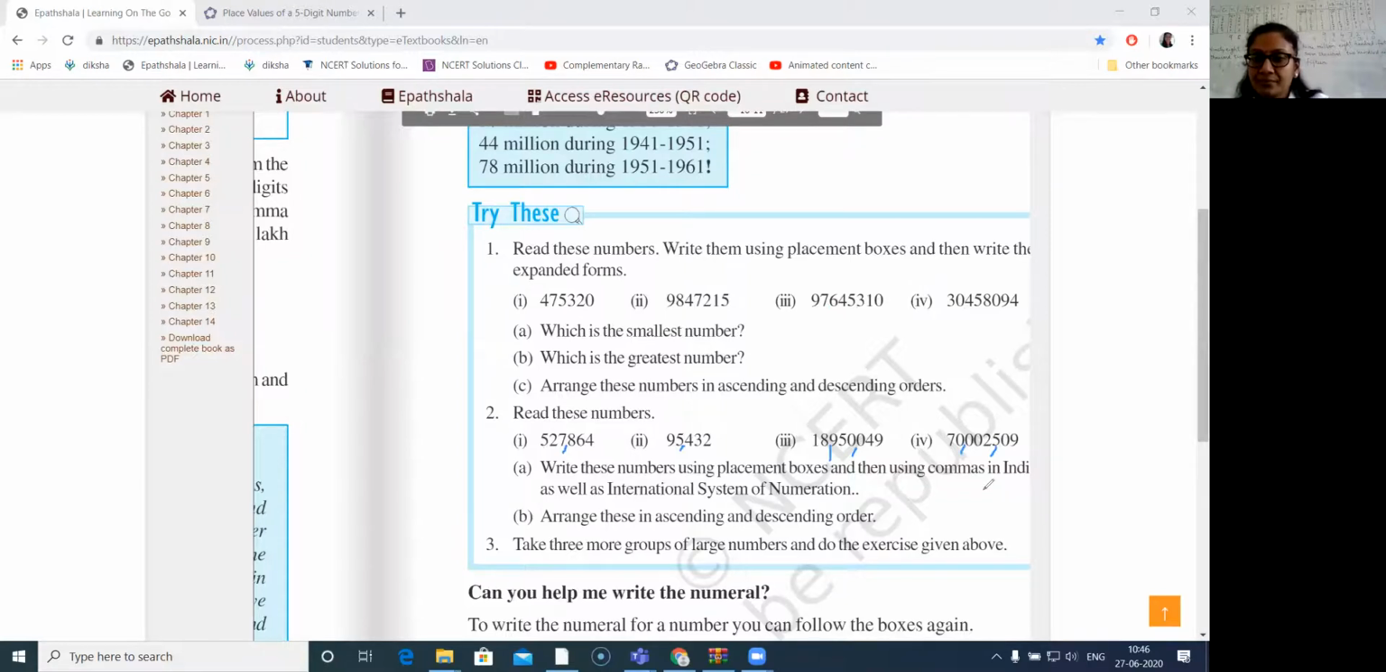Okay. So we'll come to the first number. So it is 3 digits in the thousands period and 3 in the ones period. So it is 527,864. Clear?